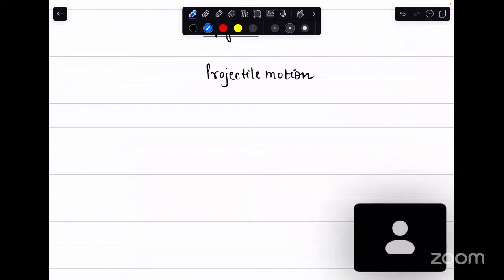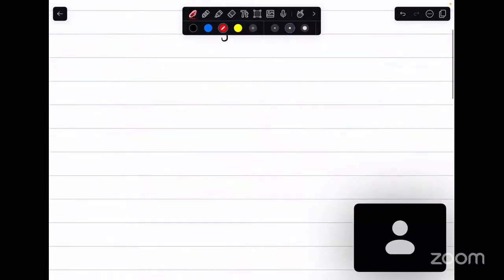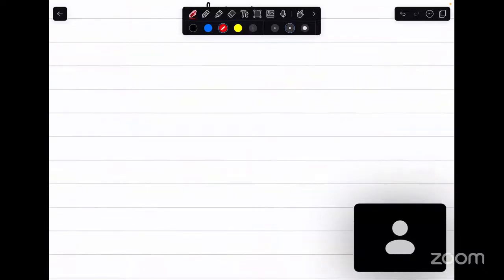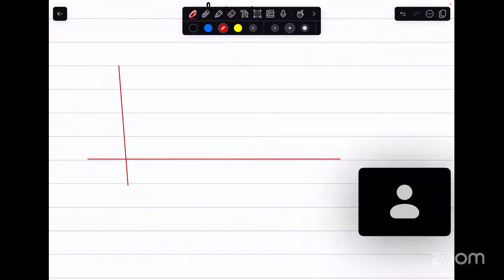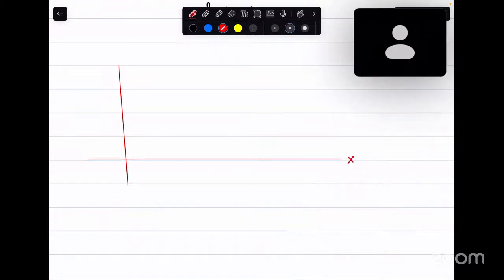Projectile motion. Could anyone tell me what is projectile motion? Yes, anyone? Projectile motion is a motion which is in 2D. First point, projectile motion will be in 2D.